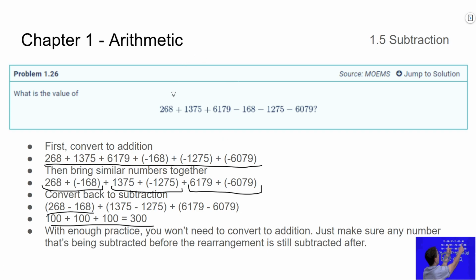With enough practice, you're not going to need to convert these to addition and then back to subtraction again. But know that you need to bring this sign with you wherever it goes. So you can't leave that minus and then just bring the 168 to, let's say, right here. You can't make this 168 plus 268. Obviously, that's not how it would work, and you would get the wrong answer if you did that. So you need to make sure that you bring that negation with you, because you know that this minus becomes plus the negation, right? So you got to make sure you bring that negation along with you.